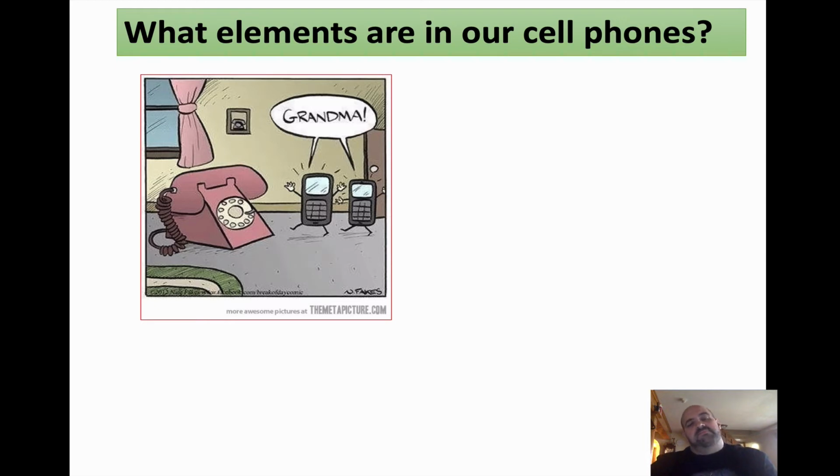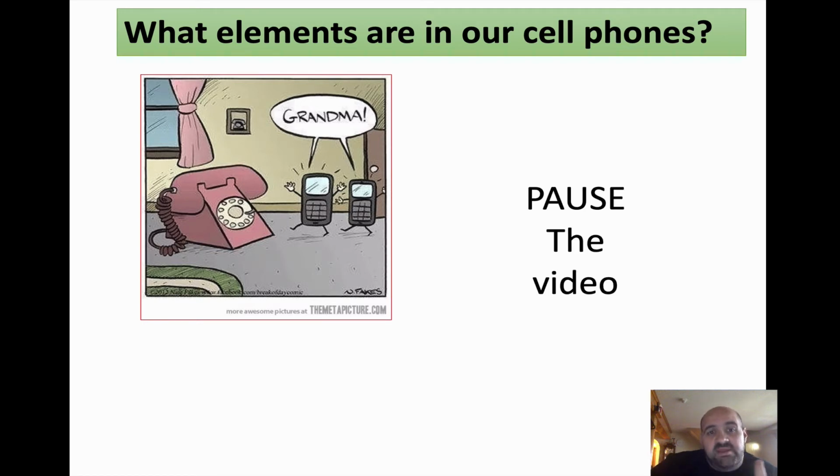Anyways, think about this issue. You have a cell phone. You really could take any object in your house, the human body, the crust, the mantle, our homes, a tree, the food we eat, our cars. But we'll just look at cell phones. What elements are in our cell phones? What elements do you think are in there?